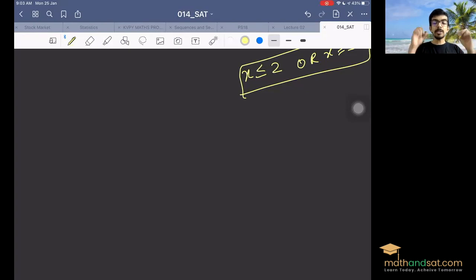Be very thorough with the number line, because it's easy for you to think in terms of the number line. All right, then see you in the next class.